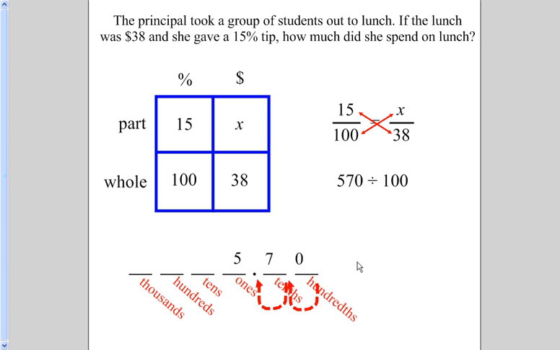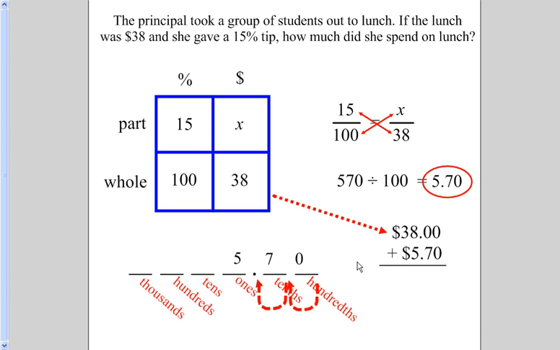And the solution, therefore, to this particular unknown, where we were asked to find 15% of the tip, is $5.70. That is what X is. That's the tip. So again, the question says, the principal took a group of students out to lunch. If the lunch was $38 and she gave a 15% tip, how much did she spend on lunch? We know now that the 15% tip is $5.70. What we have to do to finish the problem is add it to the cost of the meal.